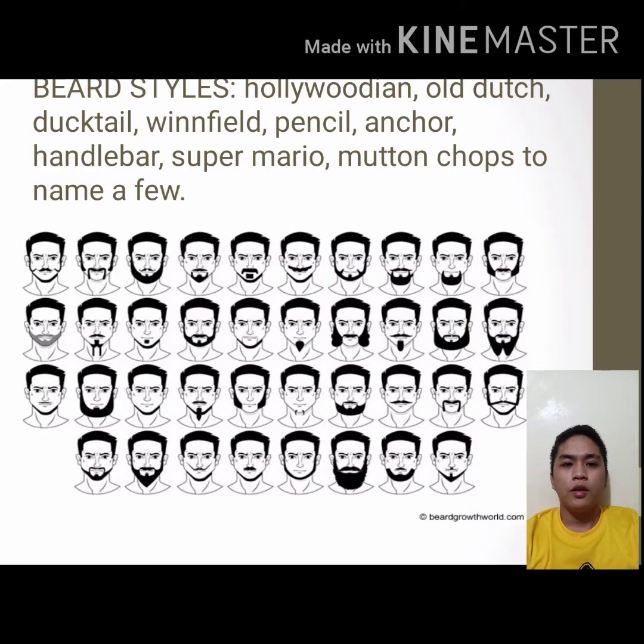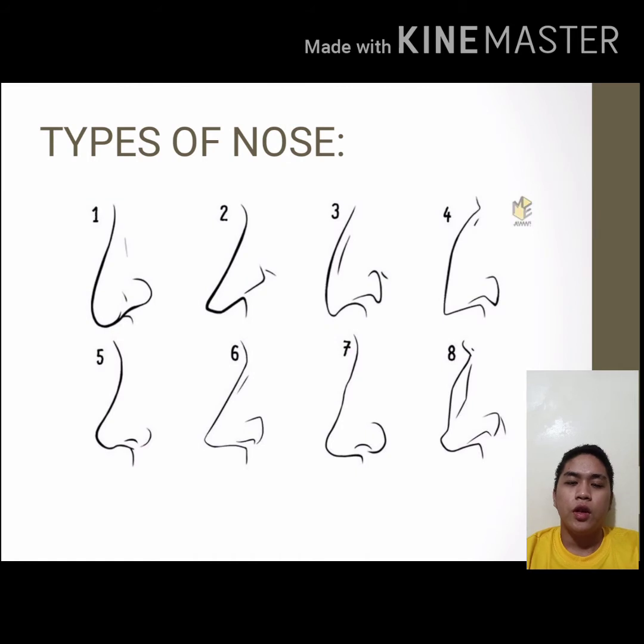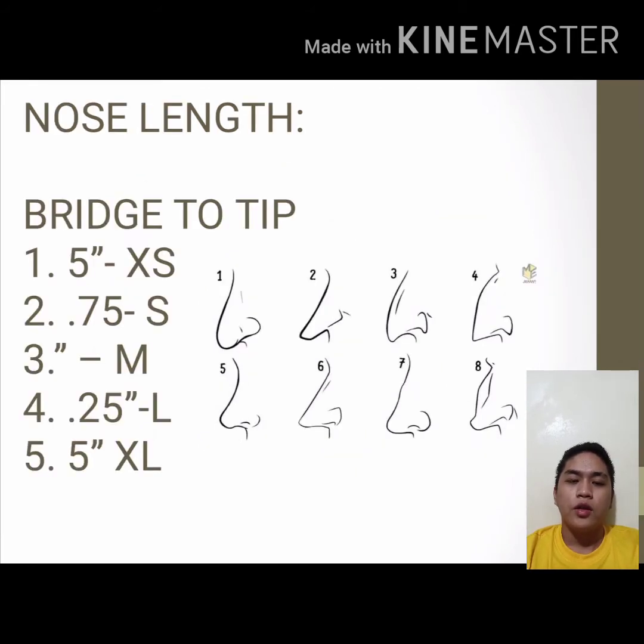Beard styles: Hollywoodian, Old Dutch, ducktail, Winfield pencil, and Mouton chops, to name a few. And other types of chin. This picture is an example of the shape of chin. And next, types of nose. This picture shows the shape of nose. And next, nose length, bridge to tip.